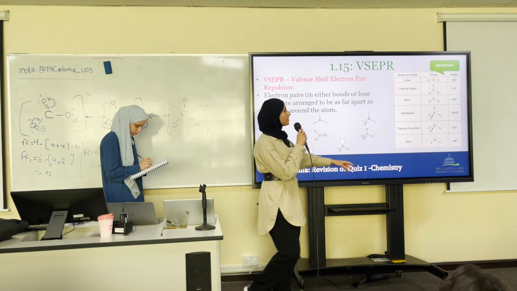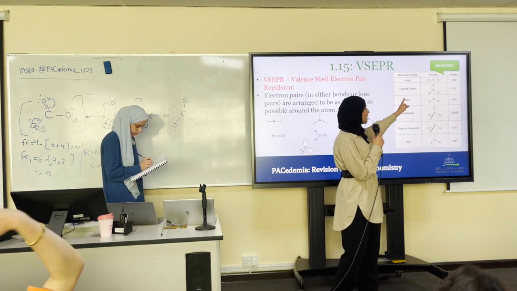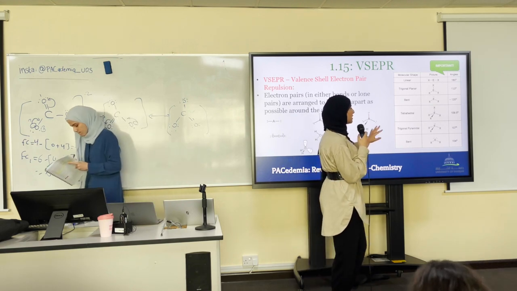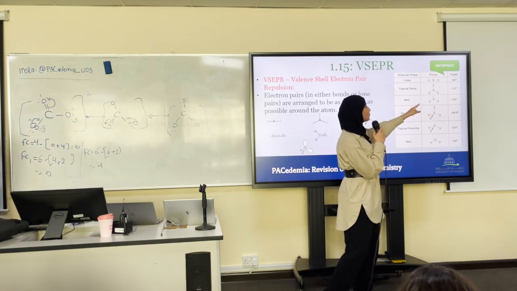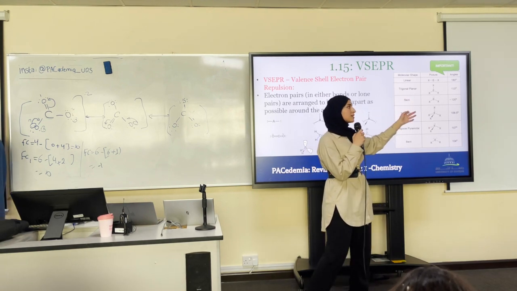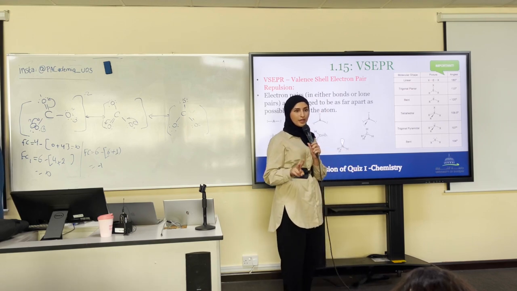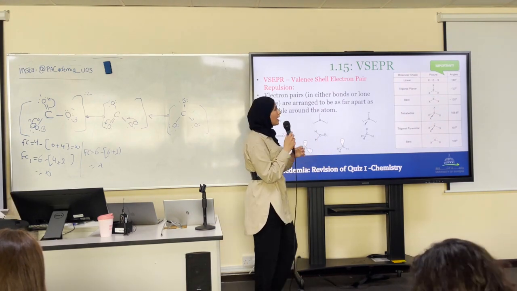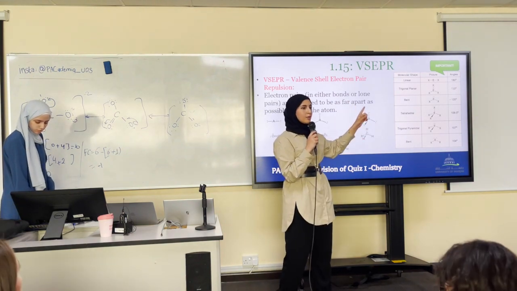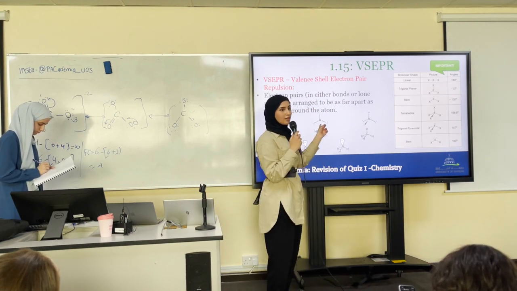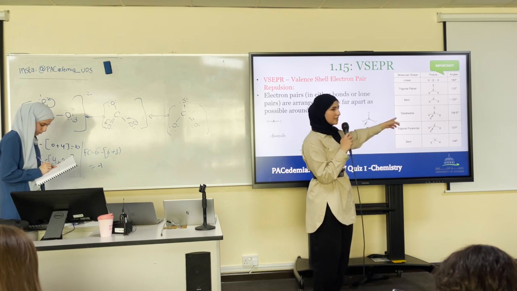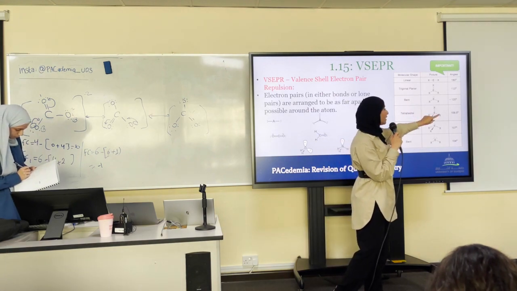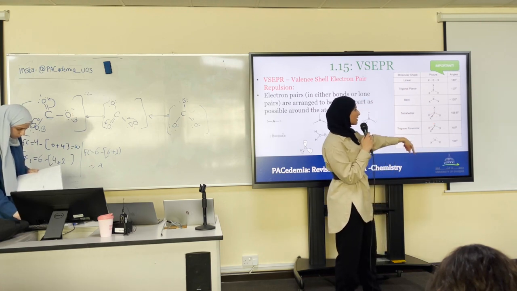Okay, now for the VSEPR model, this is very, very important. You need to memorize these molecules, you need to memorize the bond angles, because many examples will come. So, as you can see, if an atom is bonded to two other atoms, it will be linear. Or if it has two electron pairs and it is not bonded to any atoms, it will also be linear. If we have a trigonal planar, the atom will either be bonded to three atoms or it can have three electron pairs. Okay? And for the bent atom, the atom is bonded to two atoms and it has one electron pair. The bond angle is less than 120. These angles you need to memorize.